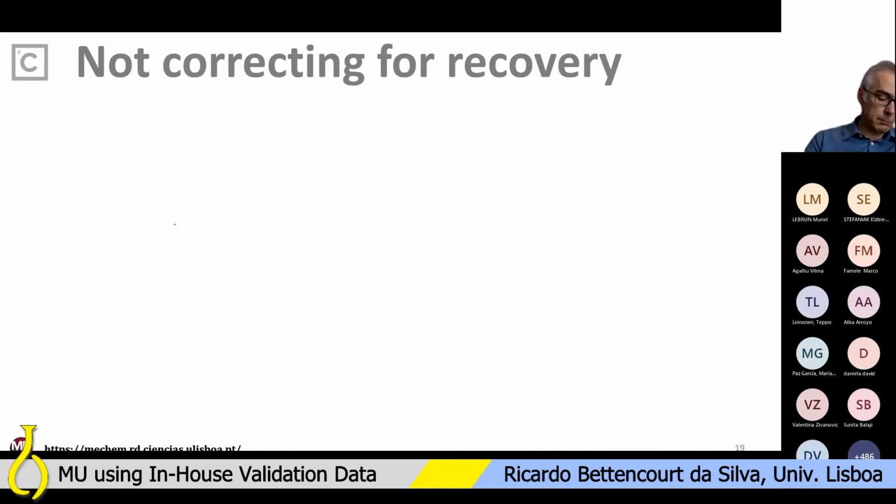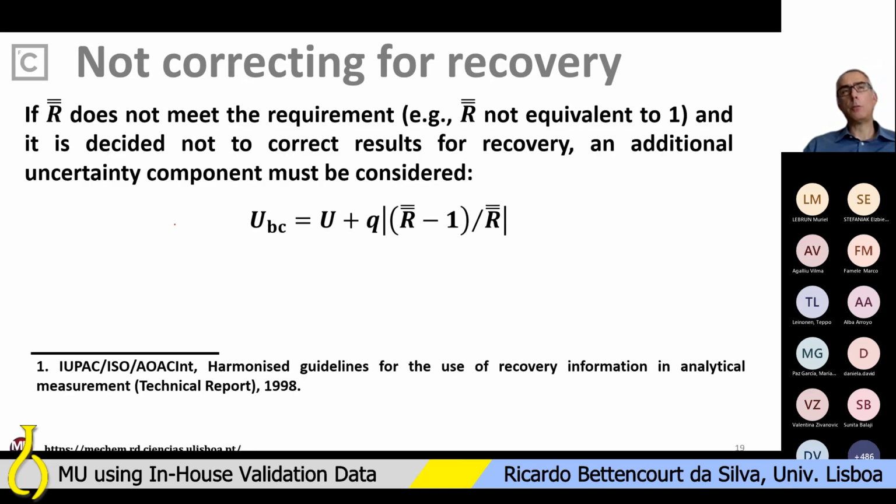And now, I would say a more difficult situation to handle. What should you do when we are not allowed to correct the result for recovery? Or we are allowed to do it, but we decide not to do it because we don't want to have an additional correction factor.